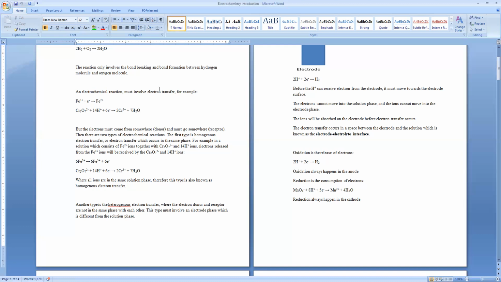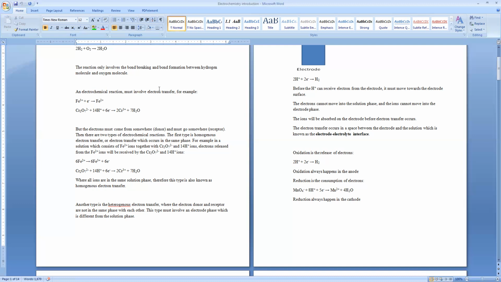The first type is homogeneous electron transfer. This homogeneous electron transfer occurs in the same phase, in the same solution. For example, when you mix ferrum 2 plus ion with dichromate ion, the electron transfer is between the ferrum 2 plus and the dichromate in one solution, in the same phase. So this is known as homogeneous electron transfer because the electron transfer occurs between the ferrum 2 plus and the dichromate ion.